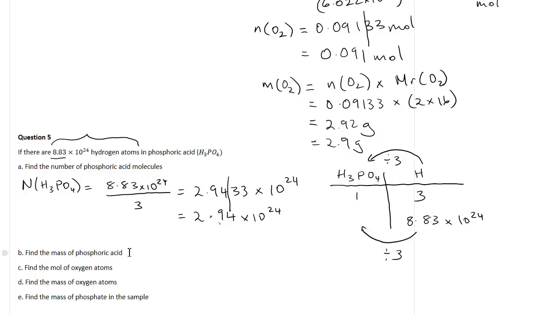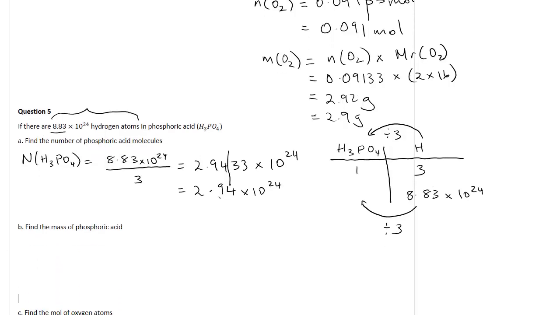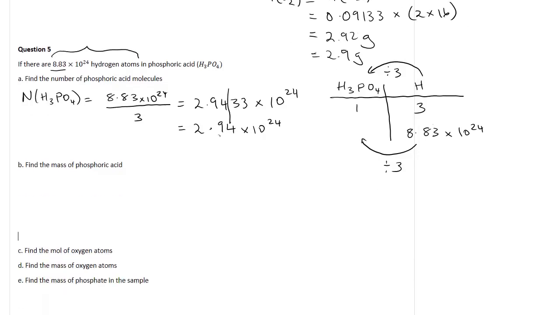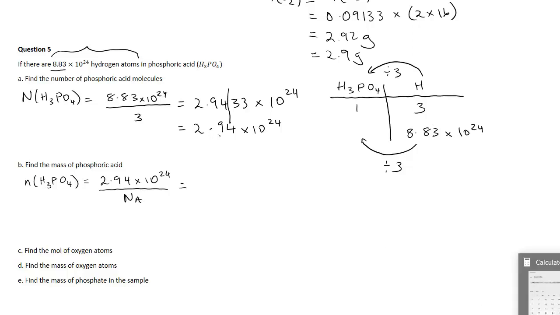Okay, the next question B continues on from the question above. It asks you to find the mass of phosphoric acid. So first of all, we need to find the mole of phosphoric acid. In order to do that, we need to take the number of them that we have and divide it by Avogadro's constant. That will give us the mole. Making sure you have brackets, okay?